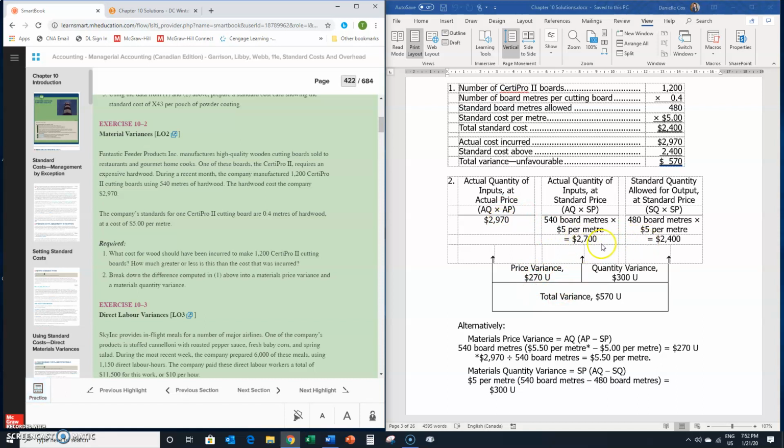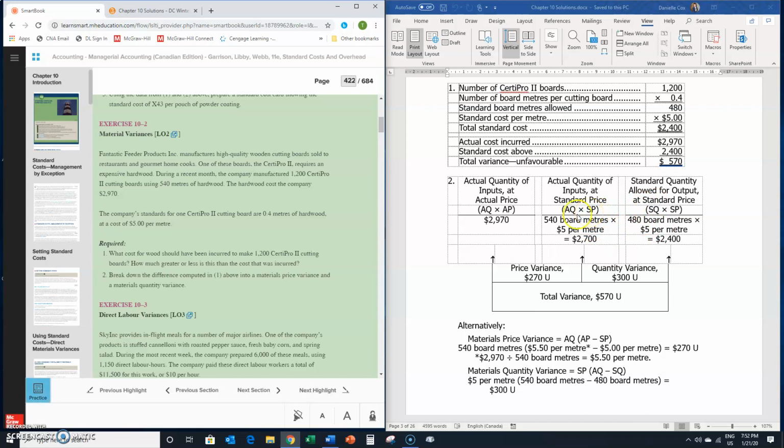Here, the difference between these two is your quantity variance. And again, here it's actual quantity. Here it's standard quantity. Both use standard price. So the difference comes from actual quantity that was used compared to the standard quantity that should have been used. So that's our quantity variance.